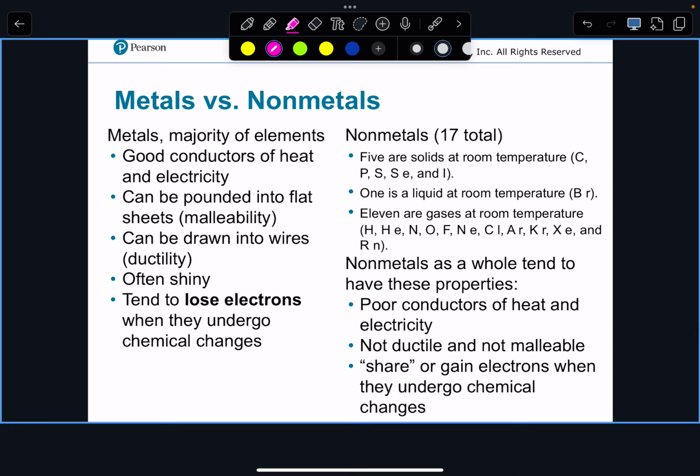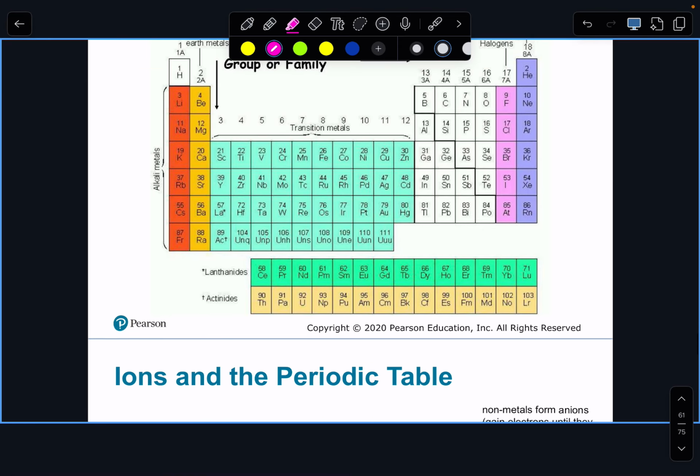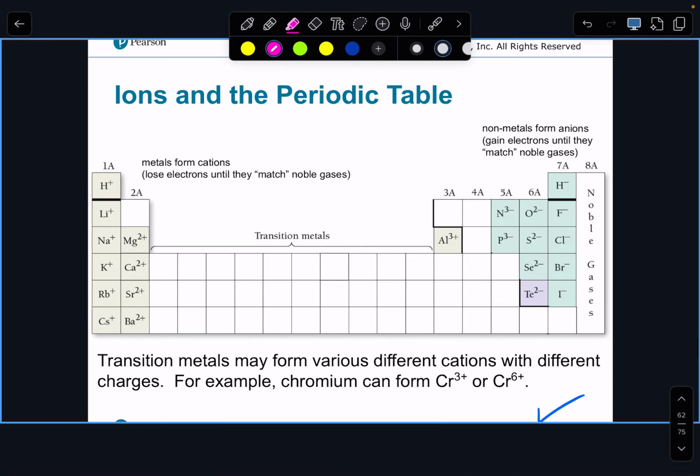Okay, so I said those verbally, those are the properties. And we talked about main group elements that have very predictable things that happen to them, how they react, and the transition elements are much less predictable. I'm going to talk about charge as our last thing, and that'll kind of explain some of this. We talked about families already. Okay, so the last thing we'll talk about today is charge.